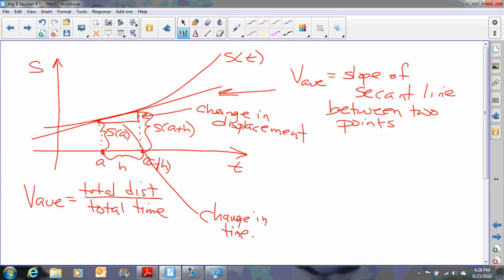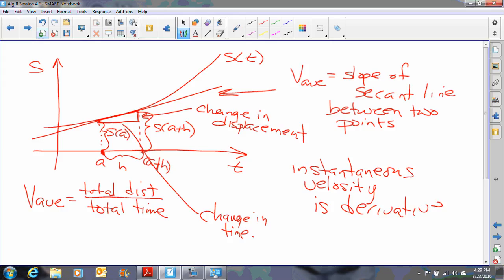So what we draw from that is that the instantaneous velocity is the derivative of the slope.